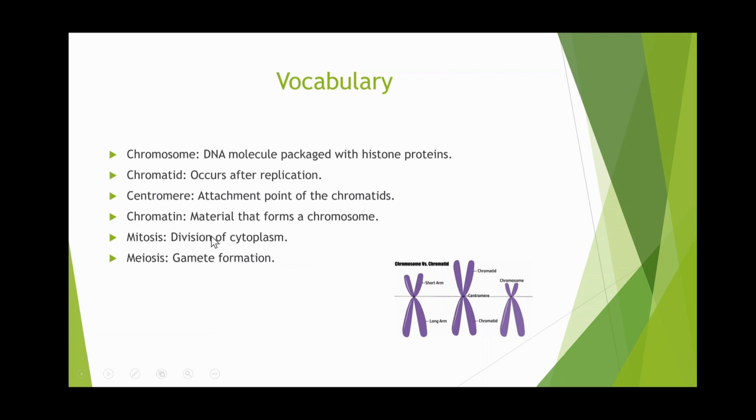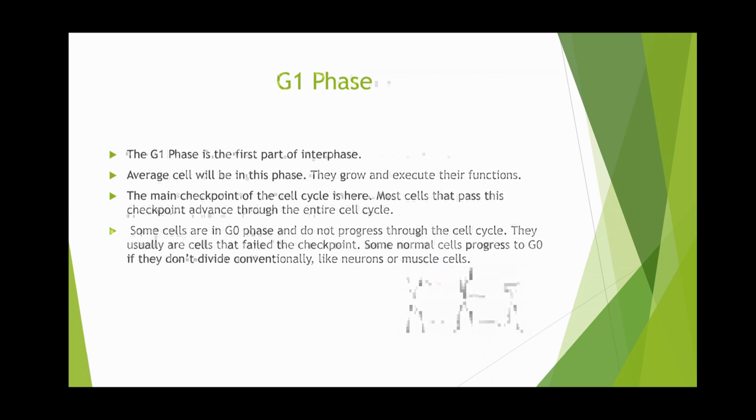Then we have mitosis, which is the division of the cytoplasm. It results in two daughter cells from one parent cell, and the DNA is replicated as it is. There's no genetic variation or anything like that. Meiosis we'll cover later, but that involves gamete formation, and it adds genetic variation. So that's just to clear up any doubts we may have had about the vocabulary.